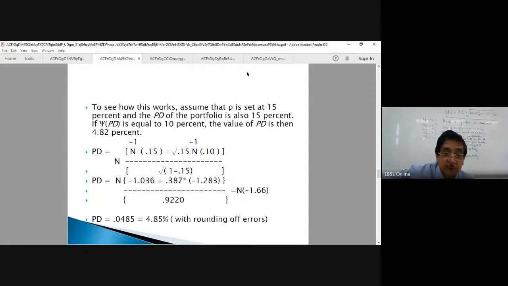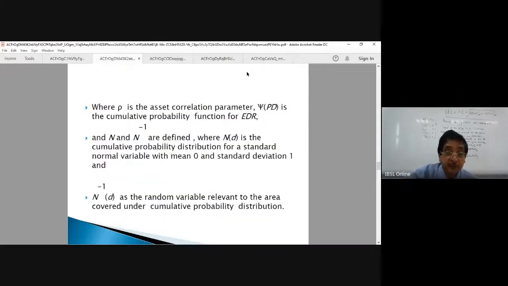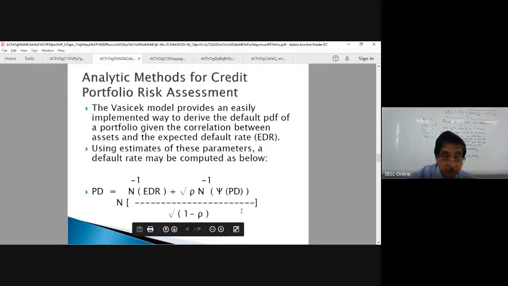Right. Now when you say to see how this works, assume that rho is set at 15% and the PD of the portfolio is also 15%. Now here what we can do is, we have to see the portfolio PD. So that is on the left hand side, PD. On the right hand side there are several notations, and those notations we have to identify in this form. So I will put it on the board.